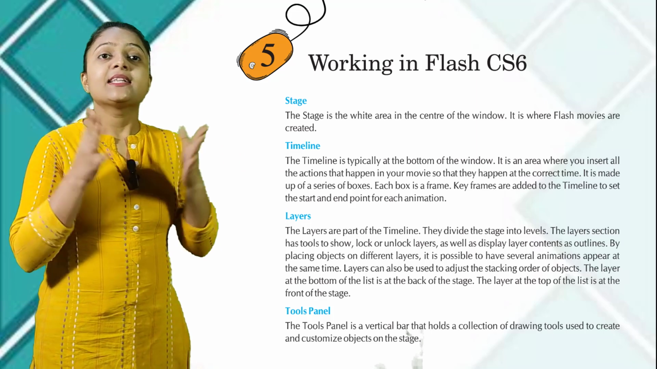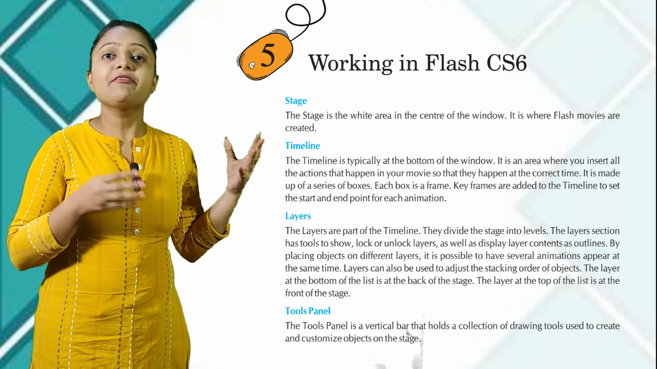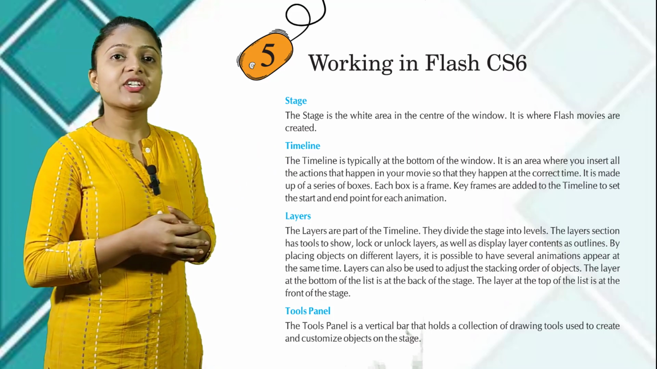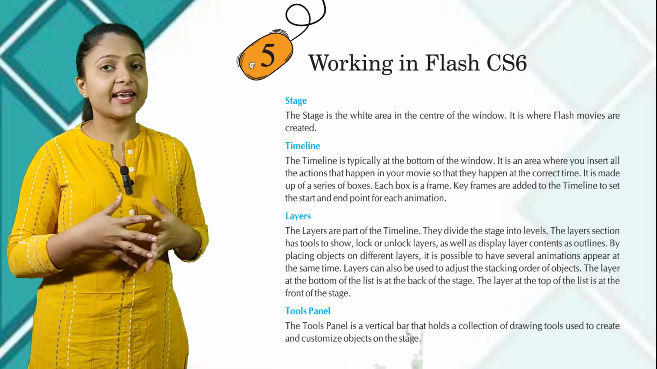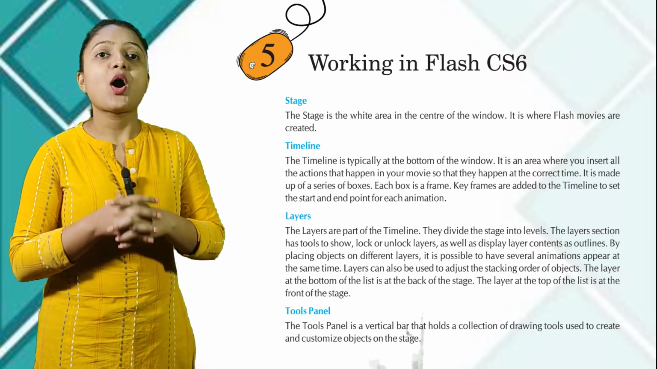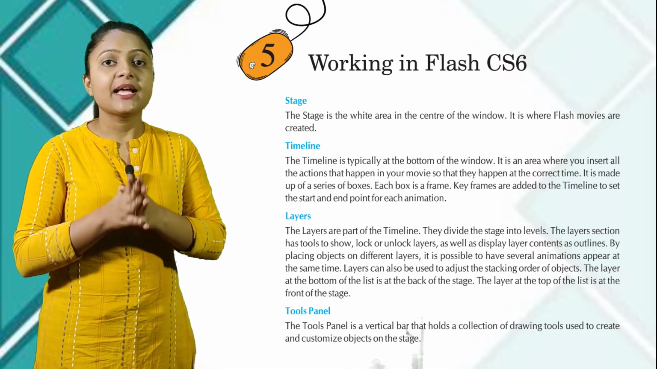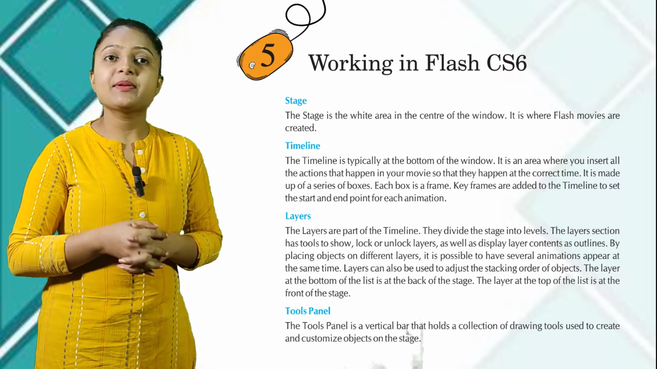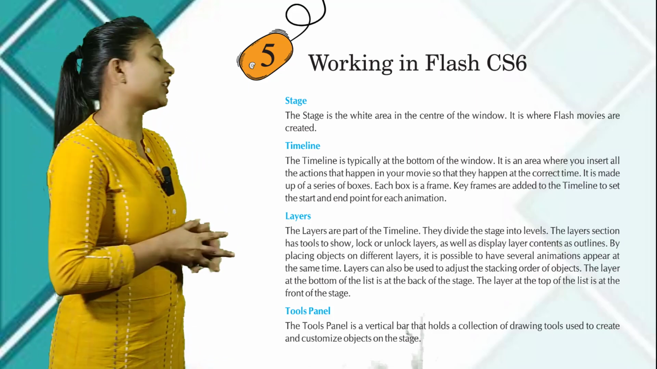Timeline. The timeline is typically at the bottom of the window. It is an area where you insert all the actions that happen in your movies so that they happen at the correct time. It is made up of a series of boxes. Each box is a frame. Keyframes are added to the timeline to set the start and end point for each animation.